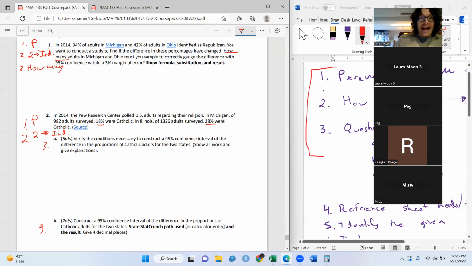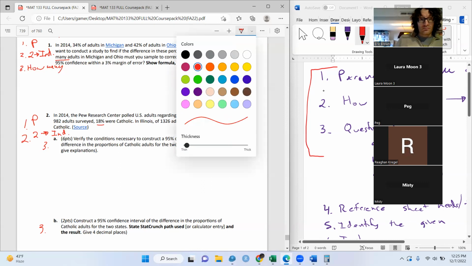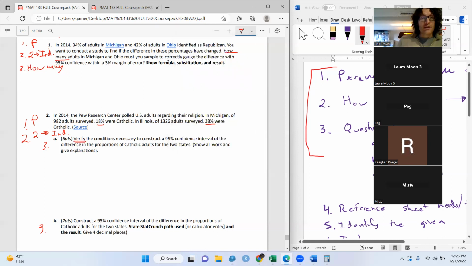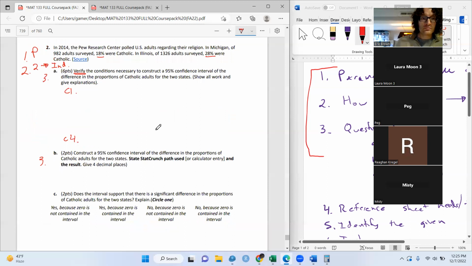Okay, what is A asking us to do? Verify. So this is C1 through C4, right? What is B asking us to do? To construct the confidence interval? Construct. So your answer looks like this: lower limit, upper limit. Good. Okay, I think we're going to have time to come back.